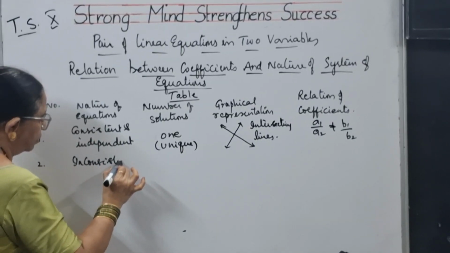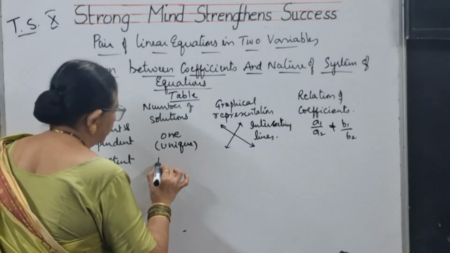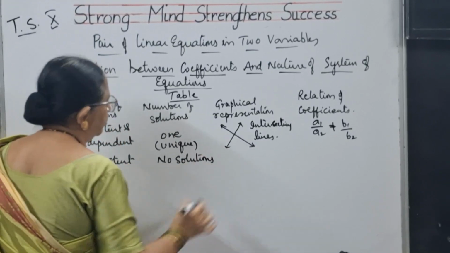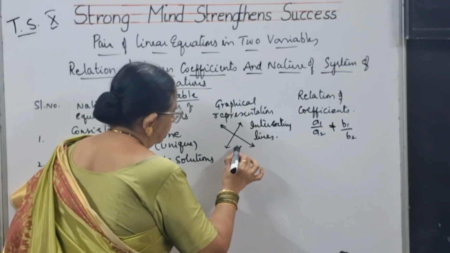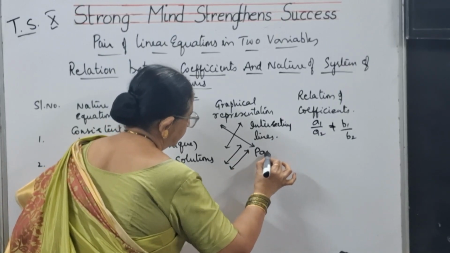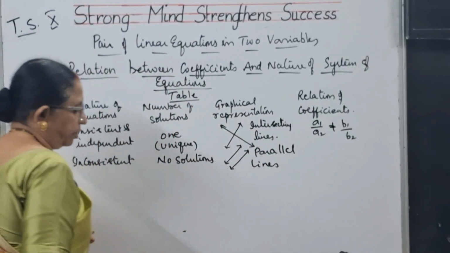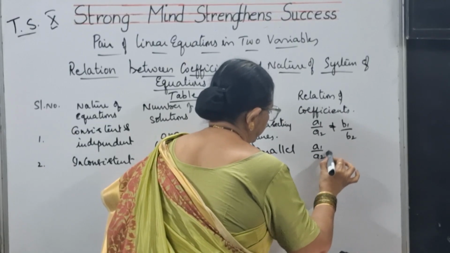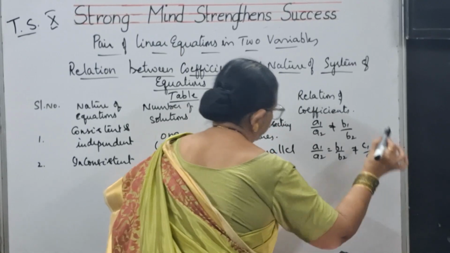Inconsistent. For this, solutions, no solutions. There won't be any solutions for it. Graphical representation, the two lines represent like this. These are parallel lines. You will be getting parallel lines. So what is the relation? A1 by A2 is equal to B1 by B2 is not equal to C1 by C2.